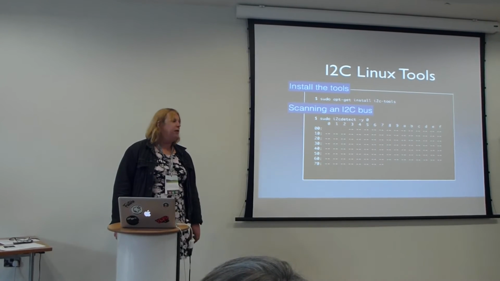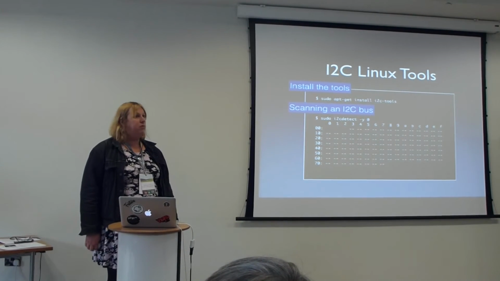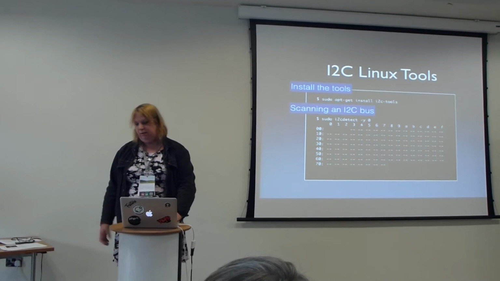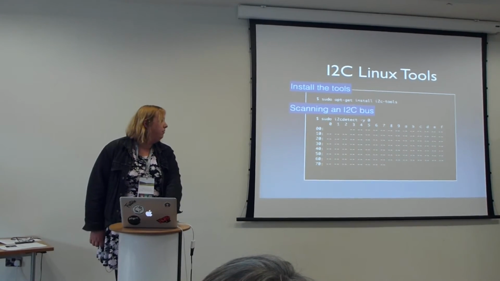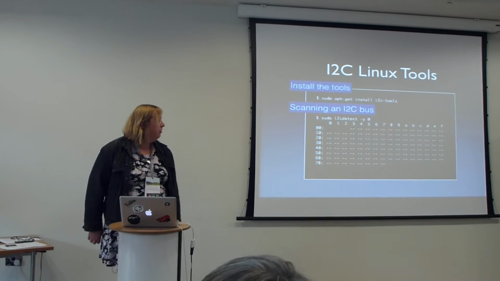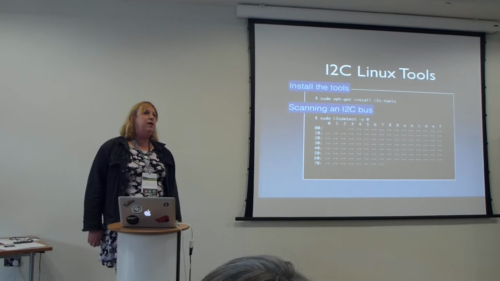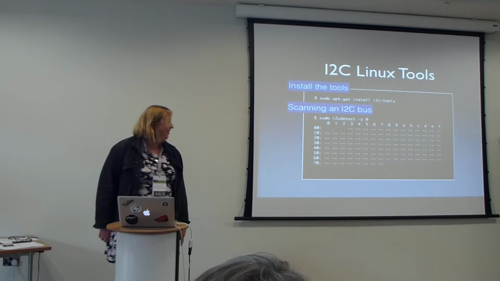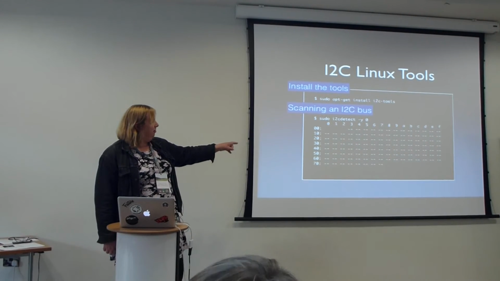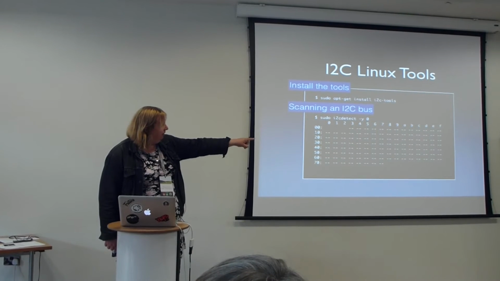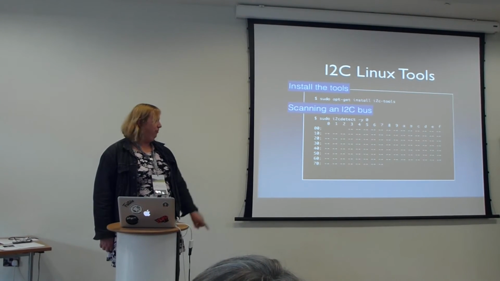Another nice thing you might want to do is install the Linux I2C tools, which you can, again, with a Raspbian Debian type one, just apt-get install them. I haven't actually got anything connected to my I2C bus, which makes it really boring, but if I had, the addresses would appear in the relevant place within that address map.